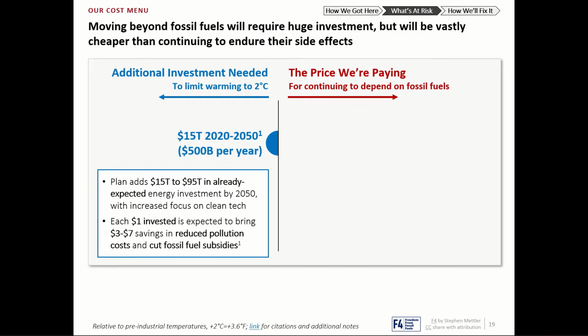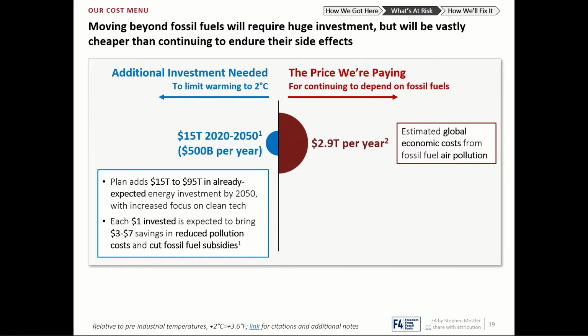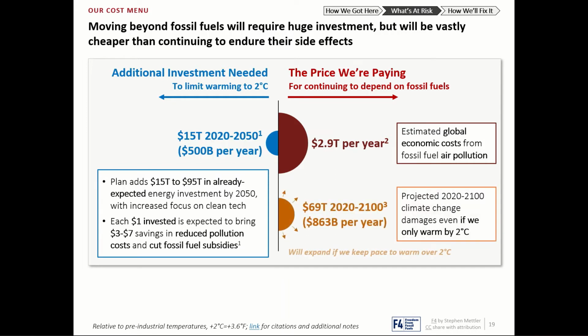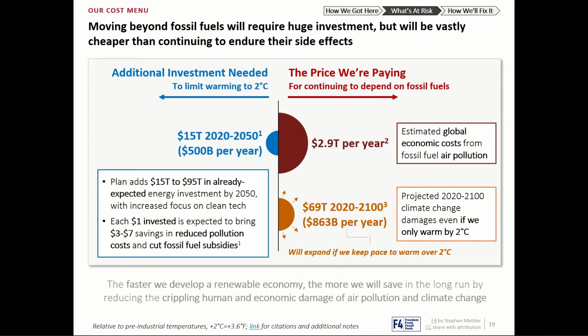And that seems like a lot of money to spend, but if you compare it, the size of these circles is relative to the amount of spending. If you compare it to the damage fossil fuels are doing through air pollution and the damage that we're expecting to happen from climate change, even if we only warm by 2 degrees Celsius, that orange circle will be significantly bigger the higher we are over 2 degrees Celsius. The investments that we need to address climate change no longer look that large. And in fact, they look like an intelligent allocation of money to save a lot of cost over the future.